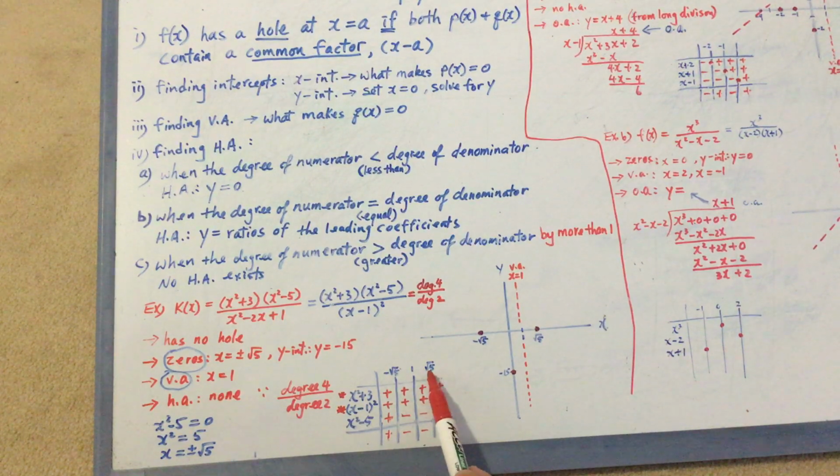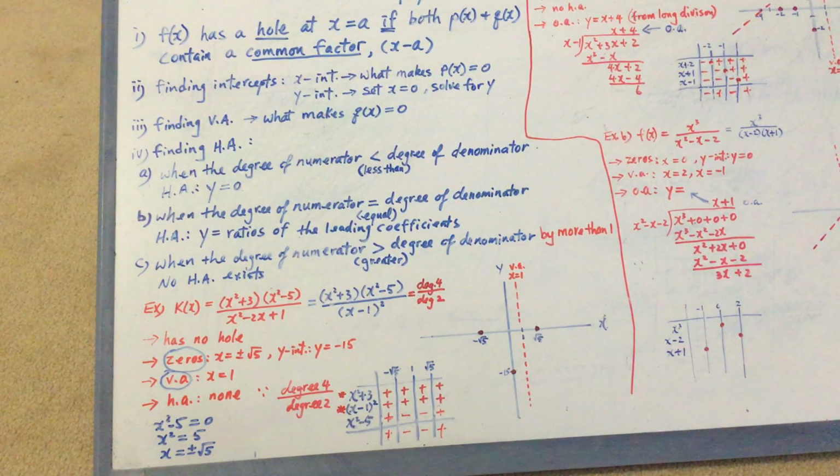And between 1 and root 5, let's say if you put in a 2 in between, 2 squared is 4, and 4 minus 5 is a negative. That's why you get a negative. And anything greater than root 5, such as 4 or 5, when you put in a 4 or a 5 here, you will get a positive.